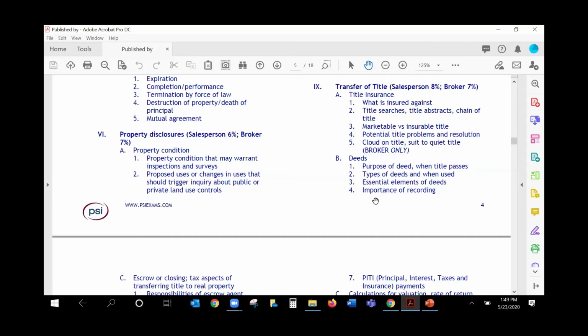So now we need to go to the next chapter, which is title records. Title records is going to cover where the question is asking about the importance of recording, and then we'll talk about title insurance in this chapter as well.